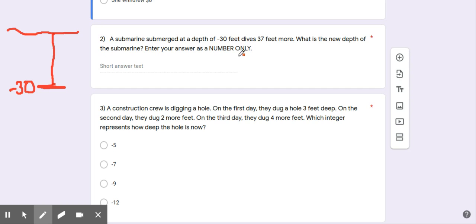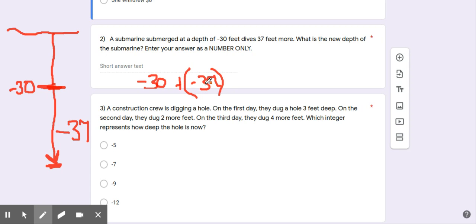Okay, so that means dive means go down. It's going to go down further. So if I'm at negative 30 right here, and I go down 37 more feet, well, I got to go this way. I got to go down 37. So I have negative 30 plus I'm going to go 37 more feet down. So I have negative 30 plus negative 37. And so you can get the answer there, right? Same signs, add, keep the sign.